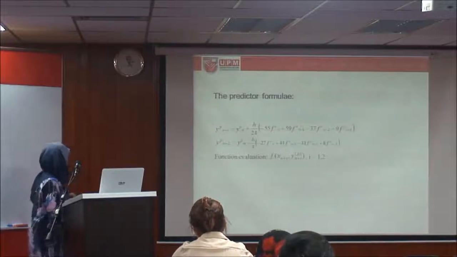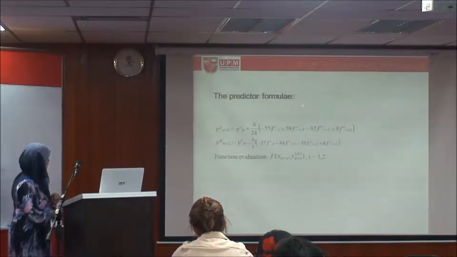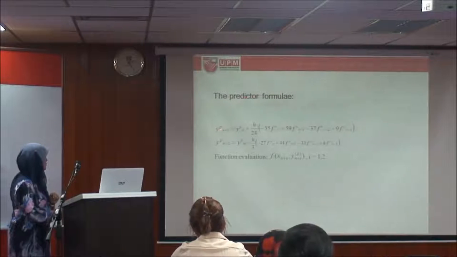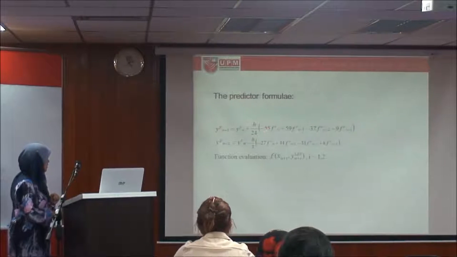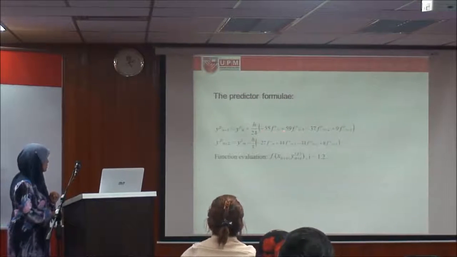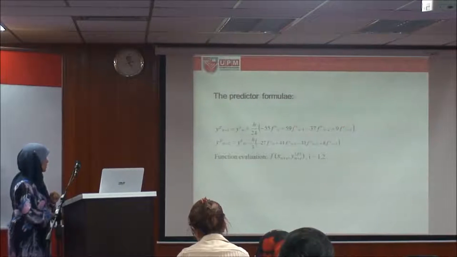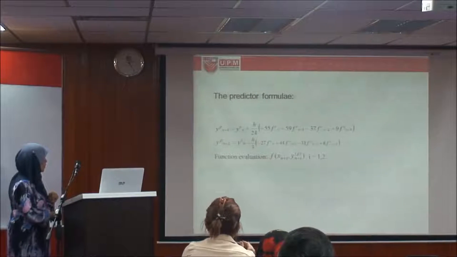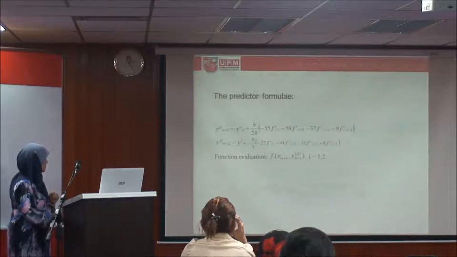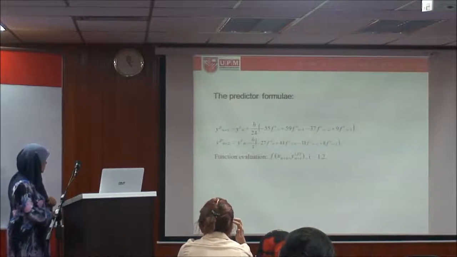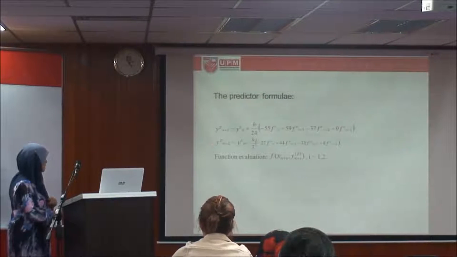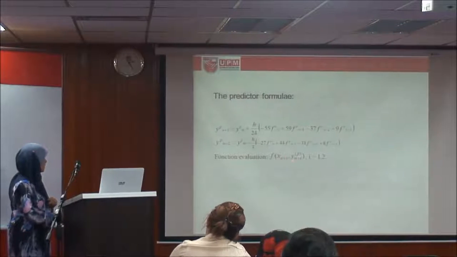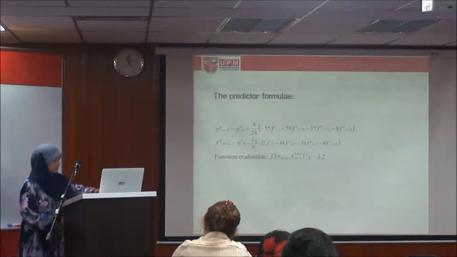So here, as you can see, I have the predictor, so this is YP. The rest actually, this all is from the corrector. So I put C here. And from the second point, all is the corrector. That means after I finish calculating the predictor, I will get the function equation for the predictor.